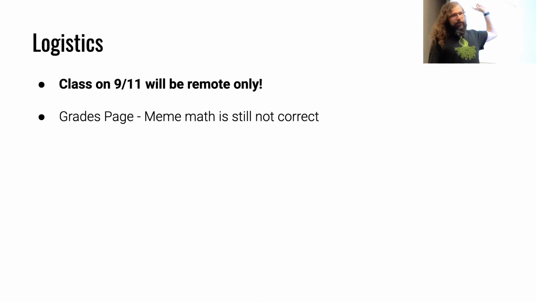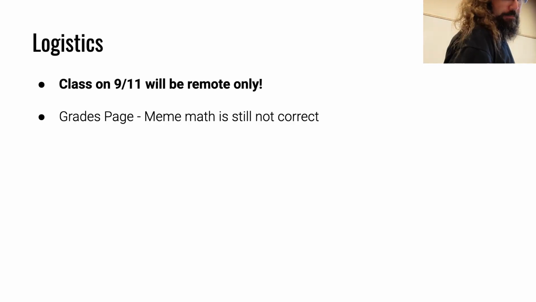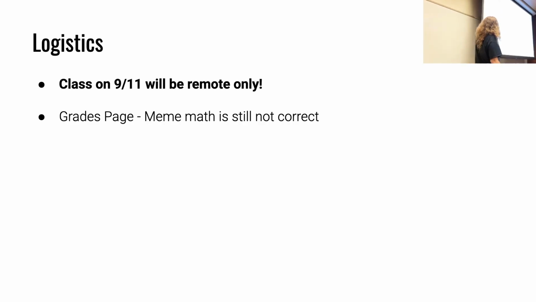The grades page is still broken. It's on my to-do list. I haven't fixed it as far as the mean math is concerned. This is showing an updated slide because why not?